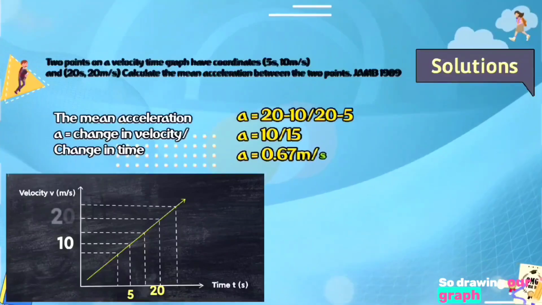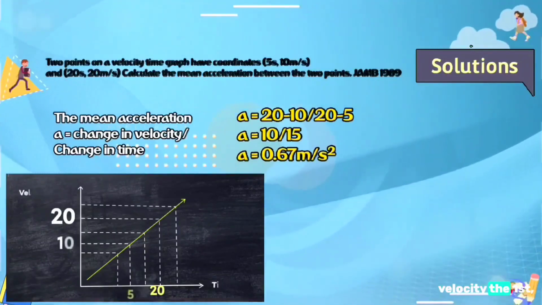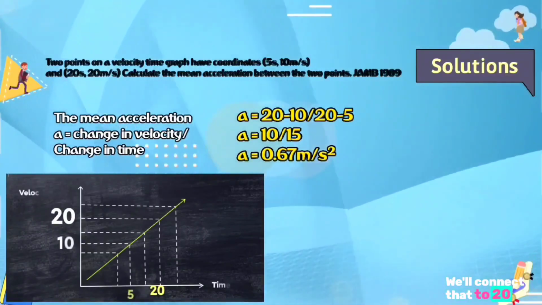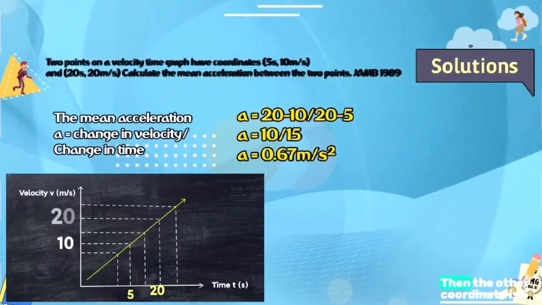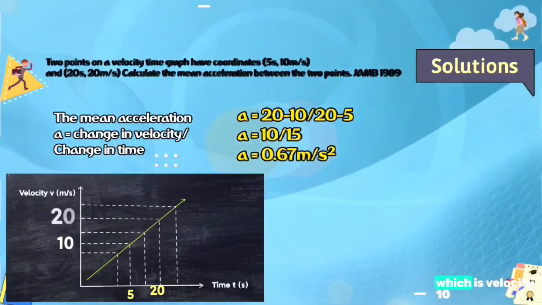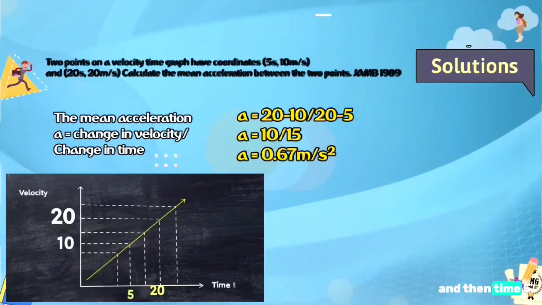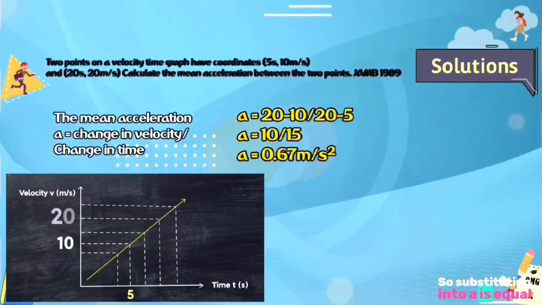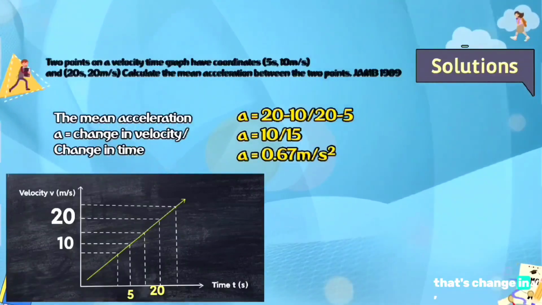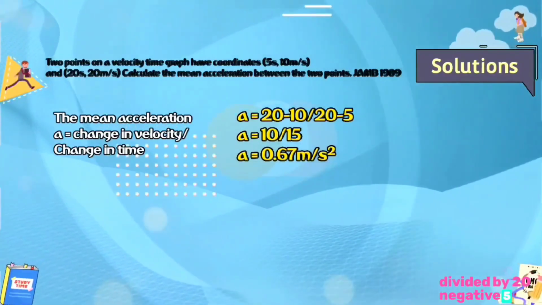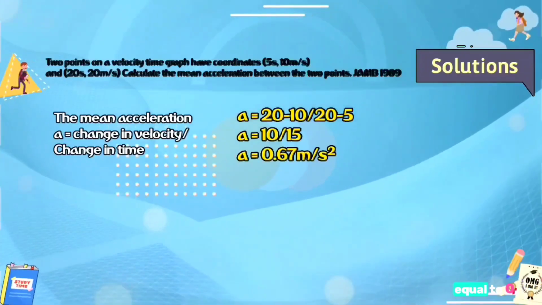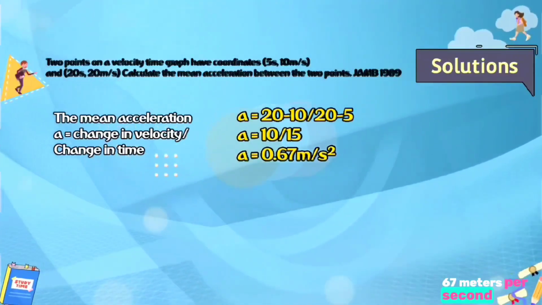So drawing our graph as you are seeing on your screen, velocity, the highest value here is 20 meters per second. We'll connect that to 20 seconds. You can see that. Then the other coordinate is 5 seconds and 10 meters per second, which is velocity 10 and then time 5. So substituting into A is equal to change in V over change in T, you have 20 minus 10, that's change in V, divided by 20 minus 5, change in T, so that A is equal to 10 over 15, so that your acceleration is equal to 0.67 meters per second squared.